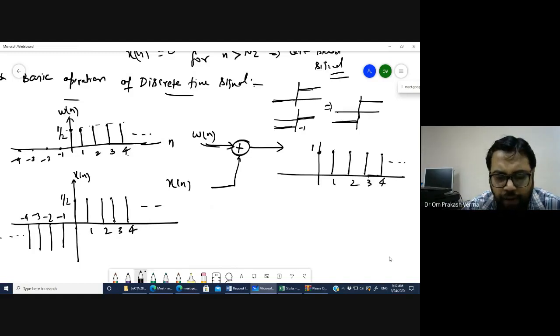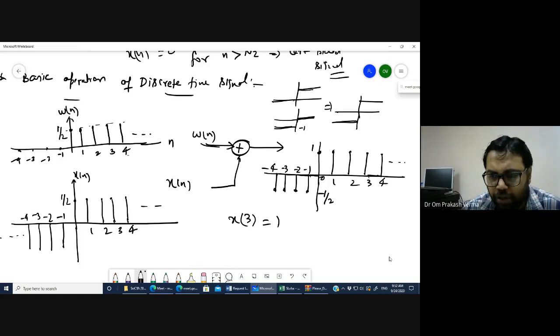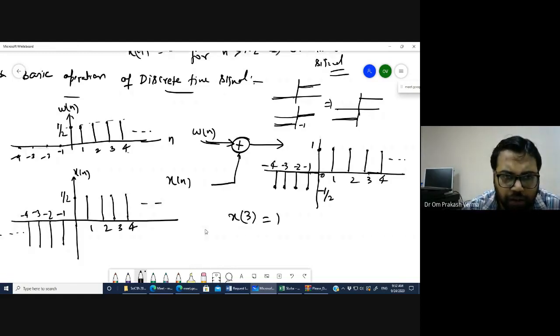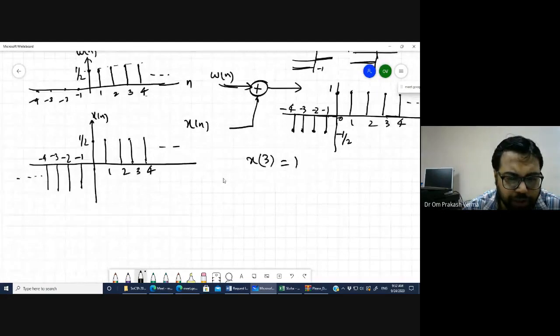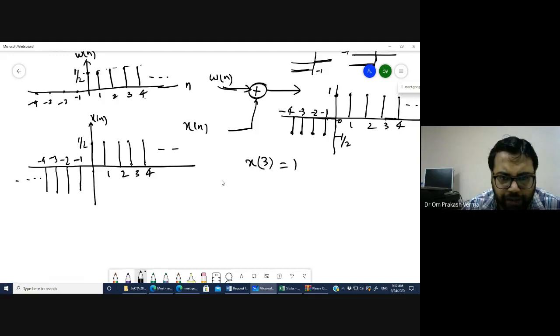1, 2, 3, 4. And when you add -1/2 with a 0 from -infinity to 0, then again you get only -1/2, right? So you can find this out for -4, -3, -2, -1. This is the 0. But if anyone asks what is the value of x[3], you can say simply, sir, x[3] equals 1.